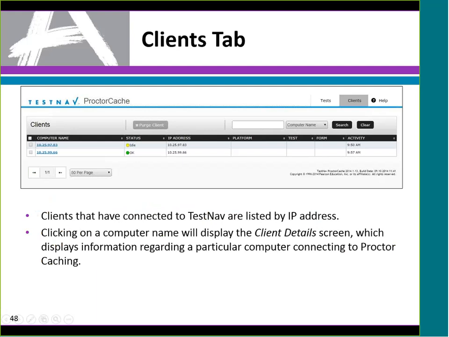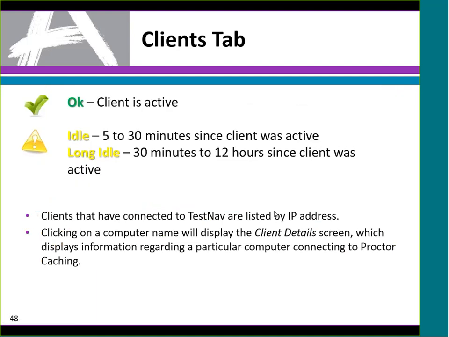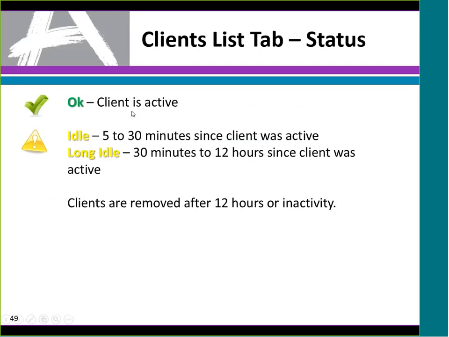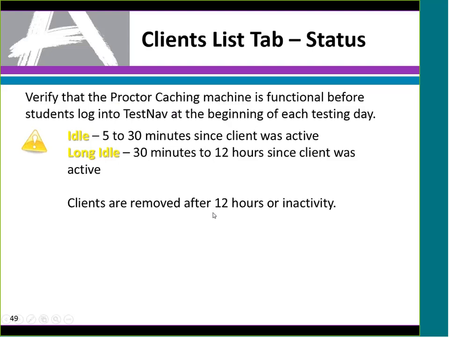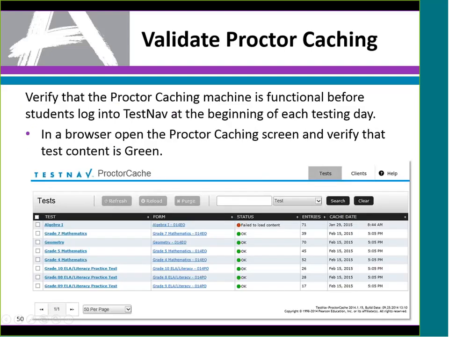There is also, on the user interface, a clients tab where you can see which clients are accessing the Proctor Caching software and actually taking tests and getting that content. There's different statuses there as well. OK is active, idle is 5 to 30 minutes since the client was active. There's long idle, up to 12 hours, and after 12 hours, those clients are removed from the lab.